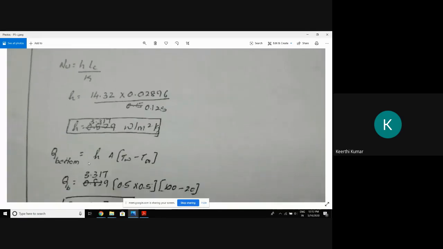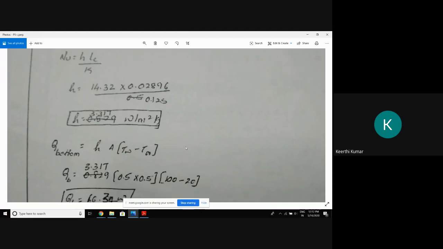Again, if we substitute here, 3 point bottom, Q for bottom, 3.317. Area is just 0.5 times 0.5. Don't multiply with 2. If it is vertical, we can multiply with 2. Now it is horizontal, so we are doing the bottom surface. So 0.5 times 0.5, 100 into 100 minus 20.